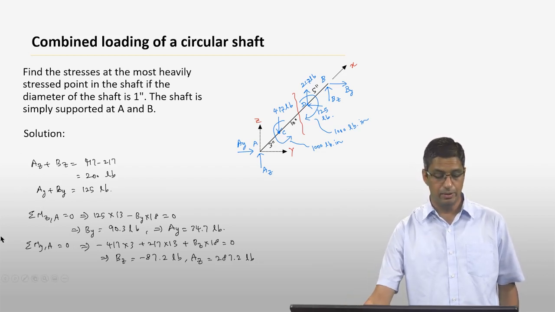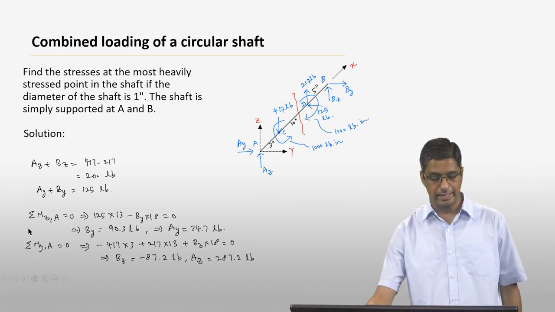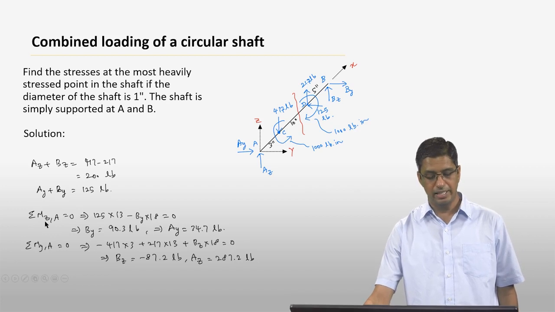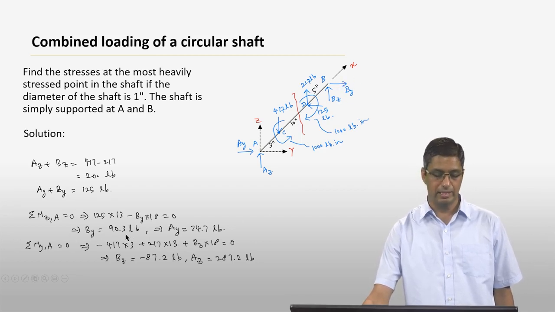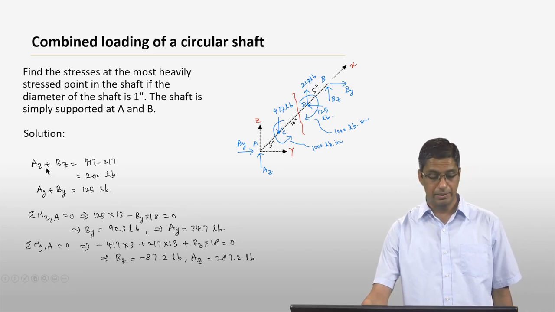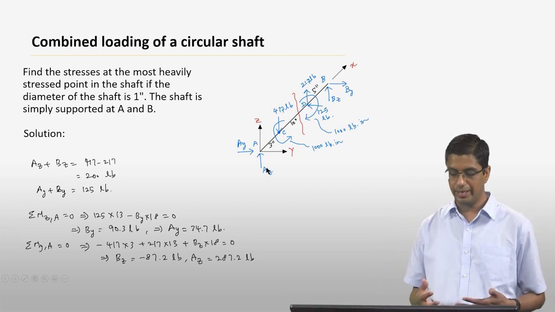Now, those are your force equilibrium equations. Then you can also look at the moment equilibrium, again about any point. In this case, I'm taking the sum of moments along the z direction about the point A. There are only two forces that contribute to this moment: the 125 pound force here and By, the reaction at B. If you do that, you find that By turns out to be 90.3 pounds. Then using the equation Ay plus By is 125 pounds, you can find Ay, and Ay turns out to be 34.7 pounds. So that's how you find Ay and By.